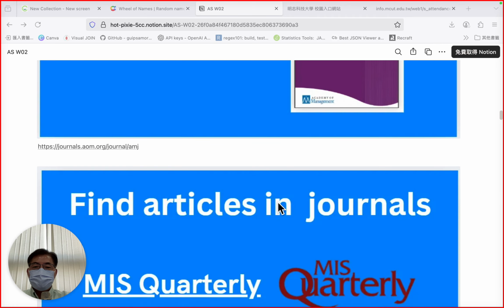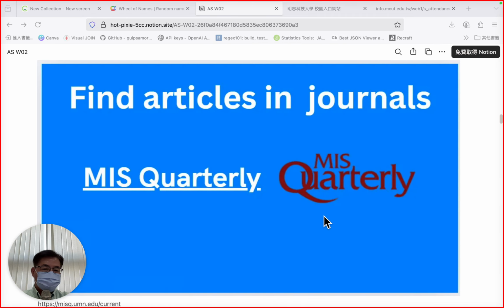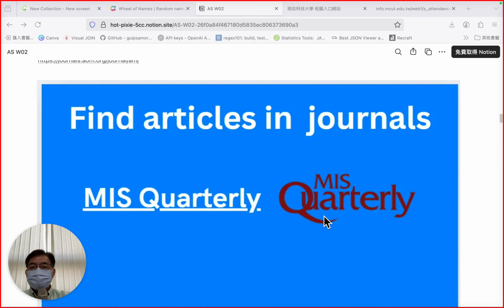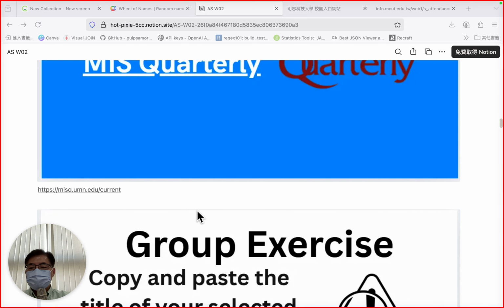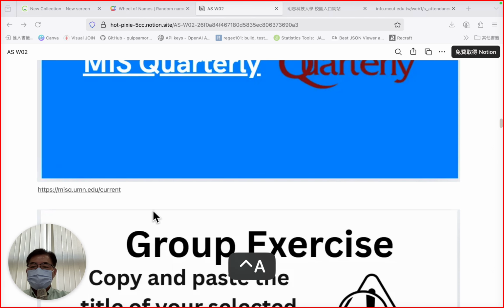The last one is related to information technology. It's called MIS Quarterly. It also has a website here. You can see it down below. This one, good. Right, and just click it.